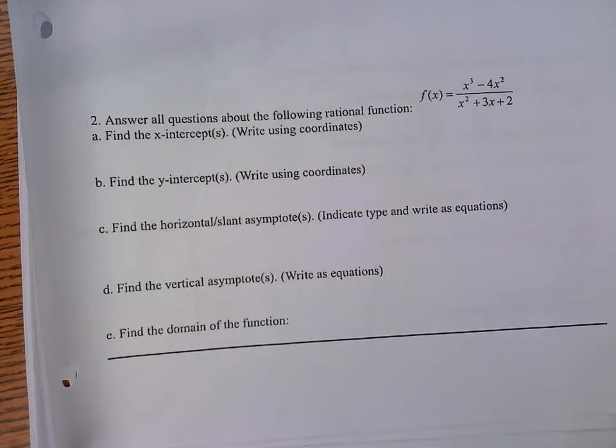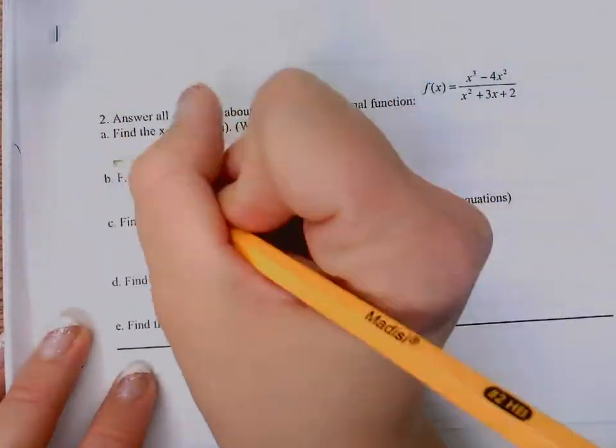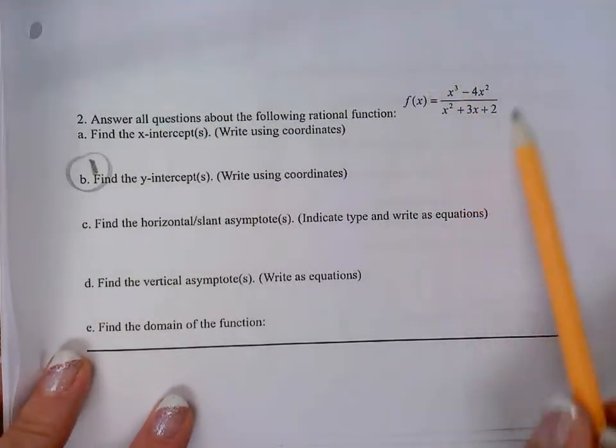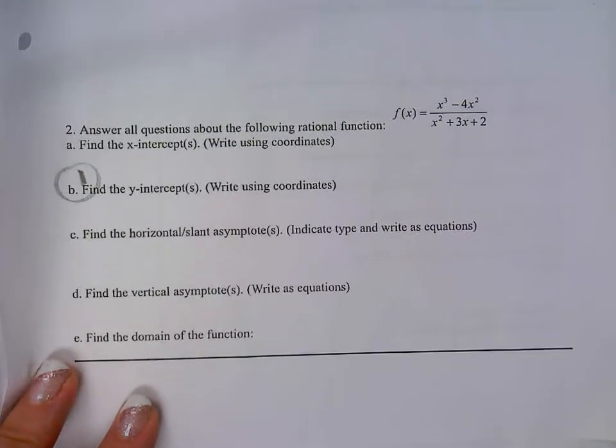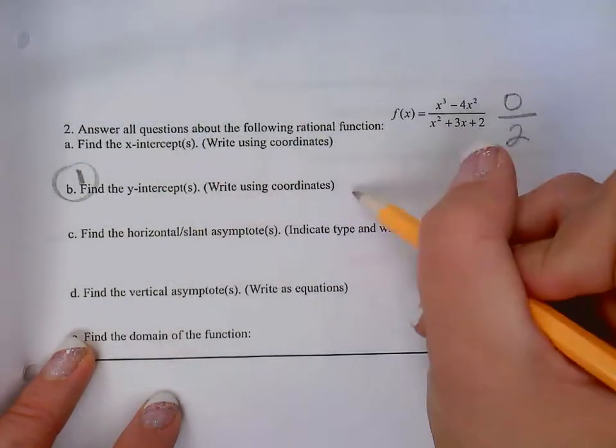All right, so how about this one? Let's go in the same order. So let's find our y-intercept as our step 1. So to find my y-intercept, I plug in 0 for everything that has an x. So I would get 0 divided by 2, which again is 0.